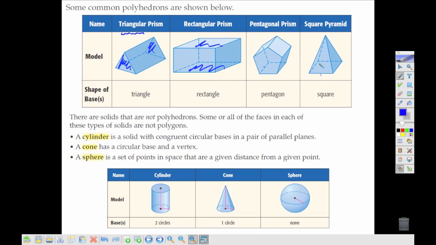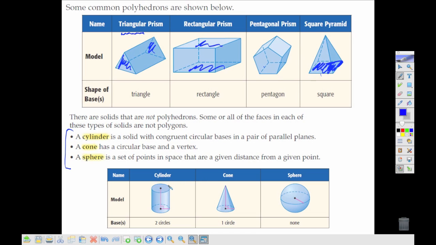We could also have a pyramid. This pyramid, the base is down here, because this is the only side that's not a triangle. And so this would be a square pyramid because the base is a square. We could also have maybe a pentagonal pyramid and so on. We also have some curved shapes. Now these are not polyhedrons because they're curved. They don't have polygons as their faces.